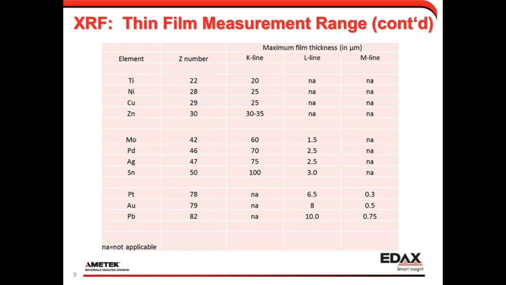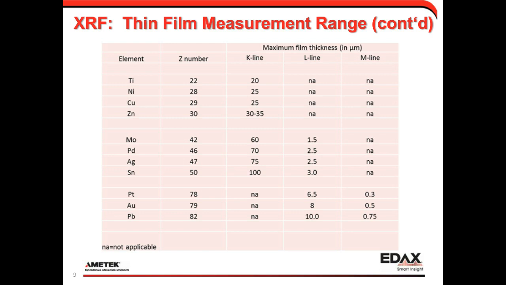As you go to the next set of lines, from molybdenum up to tin, you can measure with K lines or L lines. The K lines will allow you to measure much heavier layers, anywhere in the range from something like 50 up to around 100 microns. The L lines being lower energy, you can measure much thinner layers. But for those very thin layers, you can have better sensitivity to changes in that layer thickness.